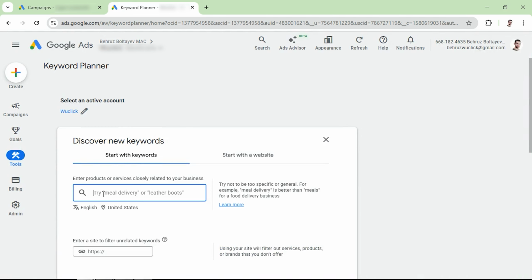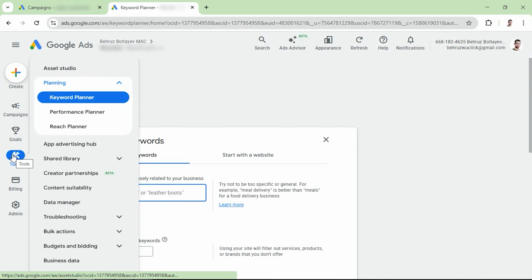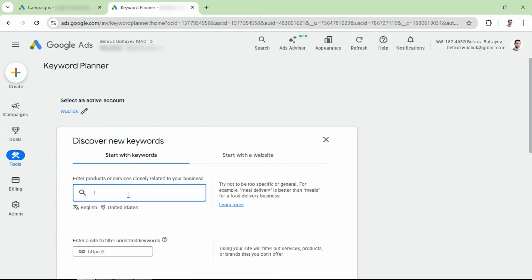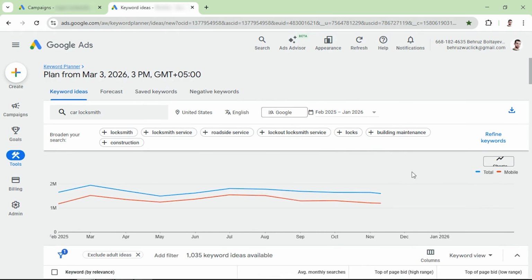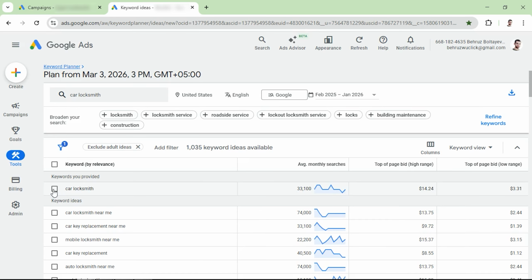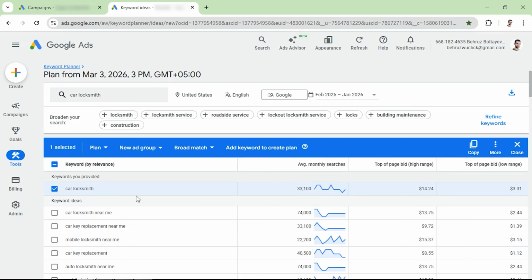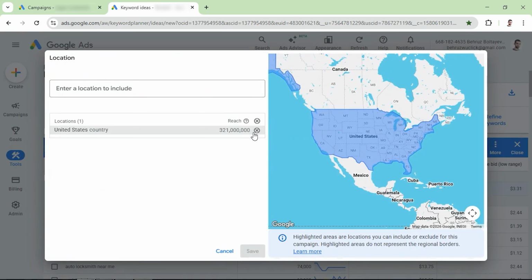So here is an example where, in the keyword planner section, we're going to go to Tools, Planning, and then Keyword Planner. And from here, we're going to just choose the car locksmith keyword as an example so that we're going to have more keyword ideas. The car locksmith keyword itself can have really high search volume, as you can see from here. But of course, you need to be targeting a more specific location.